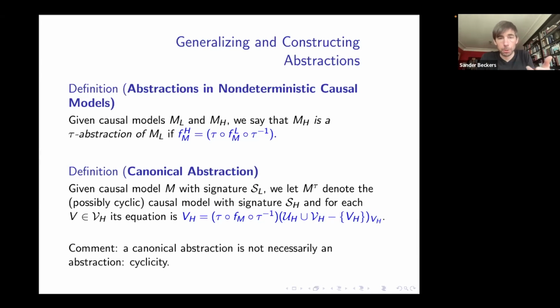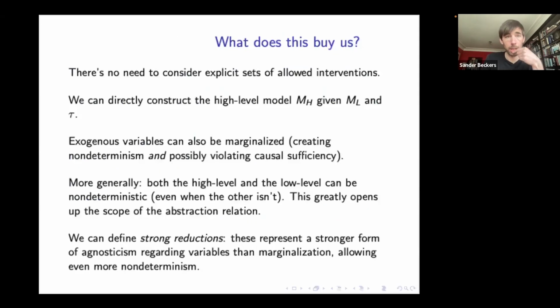Now, this canonical abstraction, if you're just leaving it open what tau is, it might be that the high level that you get as a result is not going to be acyclic, and therefore it might, strictly speaking, not be an abstraction, because I've defined abstraction only for the acyclic case. So for now, that's a limitation. And in future work, I'd like to generalize, but you'll see why the acyclicity comes in a second.